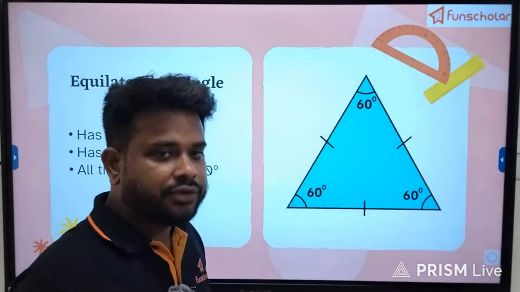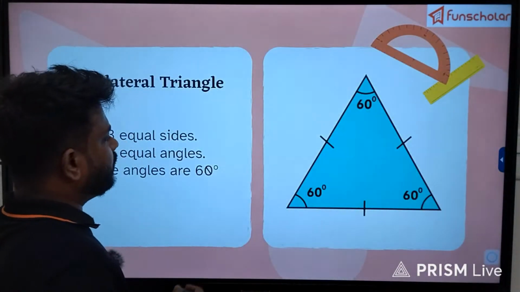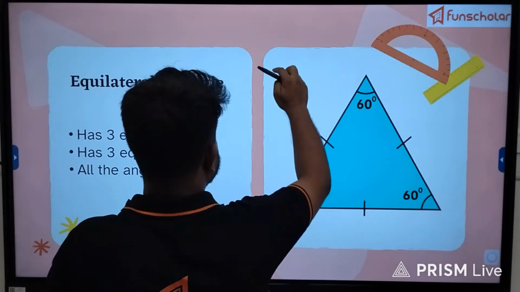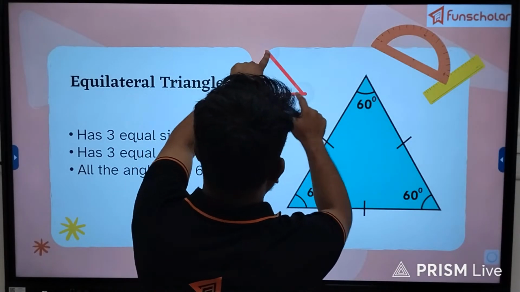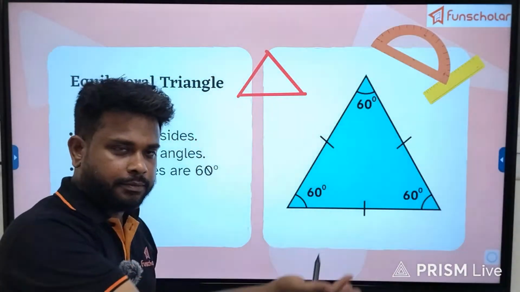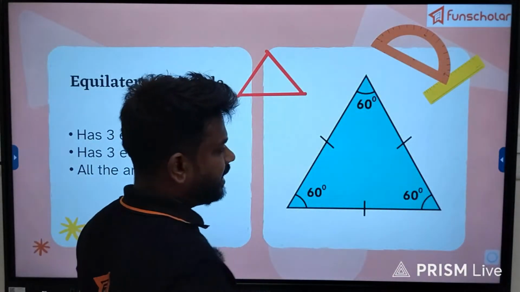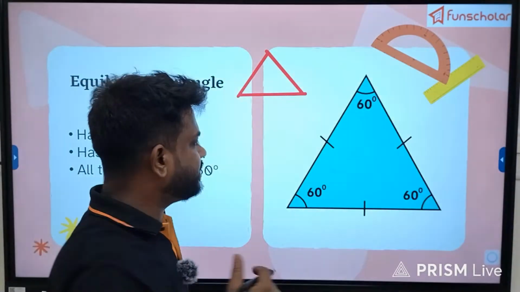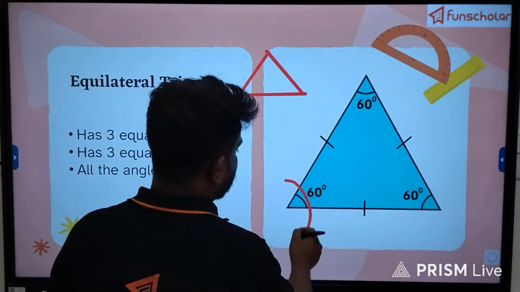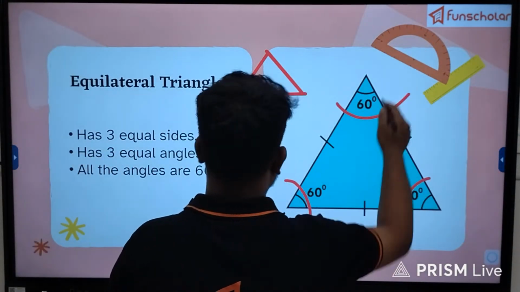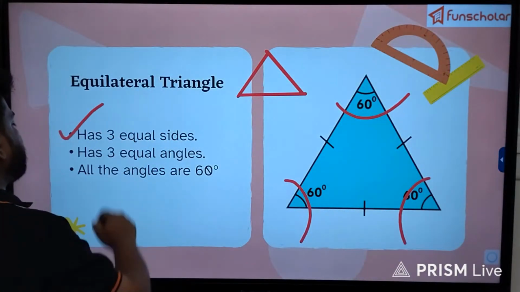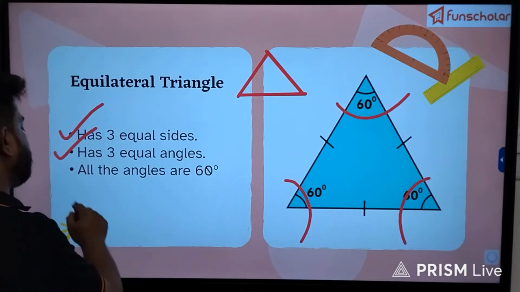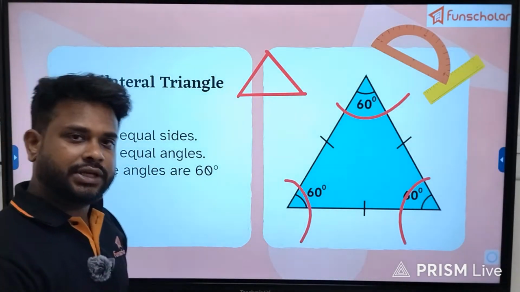So for the equilateral triangles, what do we know? An equilateral triangle has equal sides, 3 equal sides, and those equal sides have equal angles, that is 60 degrees. Okay, so an equilateral triangle has 3 equal sides, 3 equal angles, and all the angles are 60 degrees.